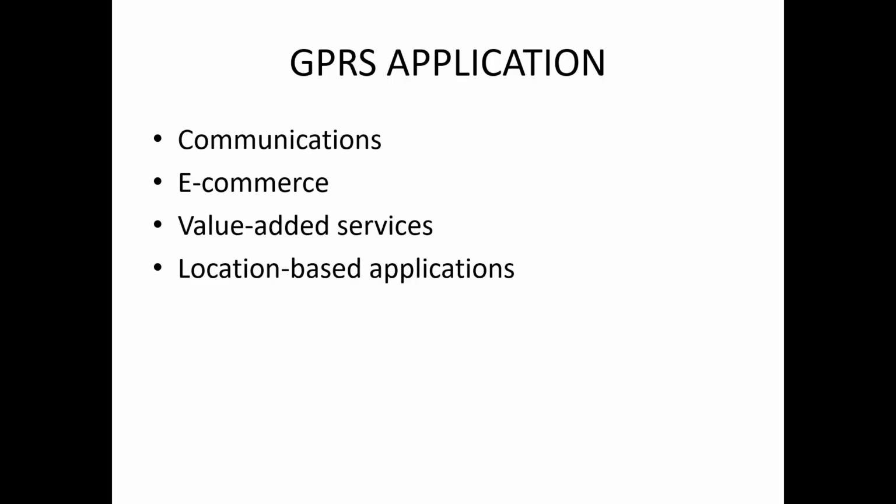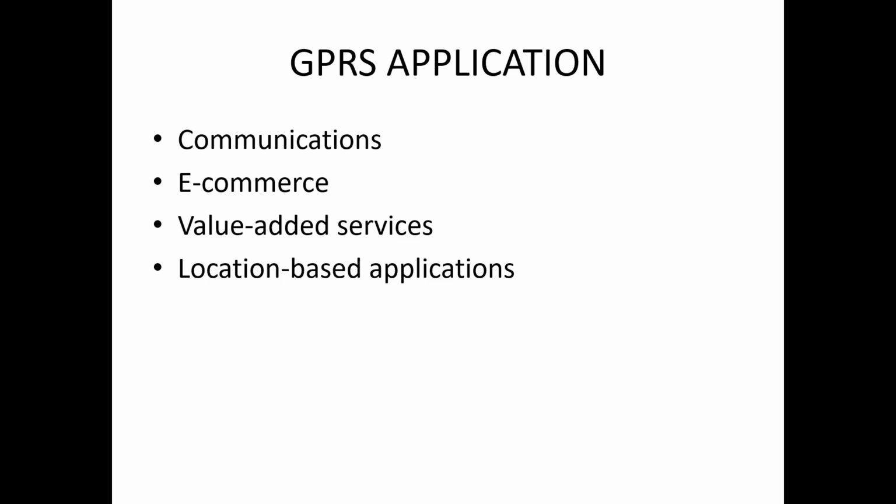GPRS applications. Where is GPRS used? In communications, GPRS is used for transferring one communication to another through wired or wireless devices like telecommunication. And e-commerce websites, like for example Flipkart and Amazon, these are e-commerce websites to communicate wherever in the world, to shop for our products based on the category. So that's why GPRS applications are used in e-commerce websites and value-added services.